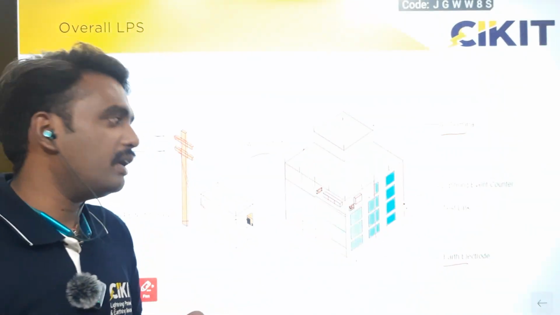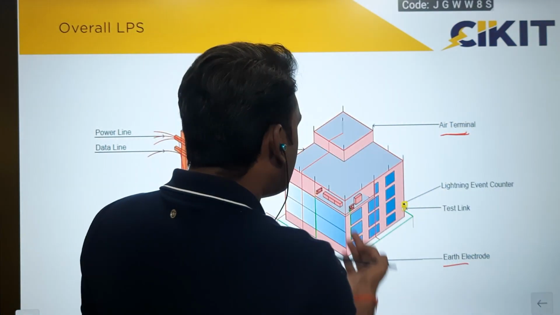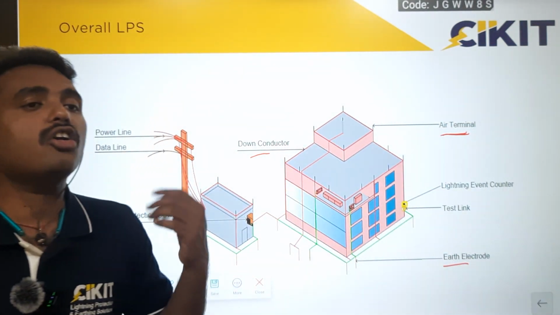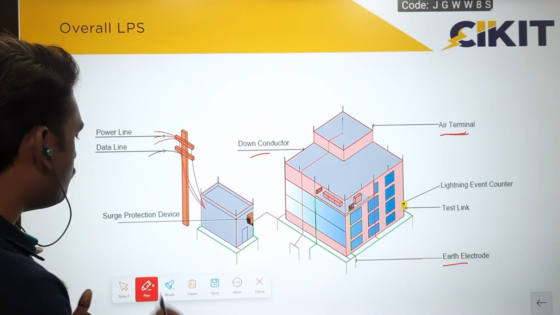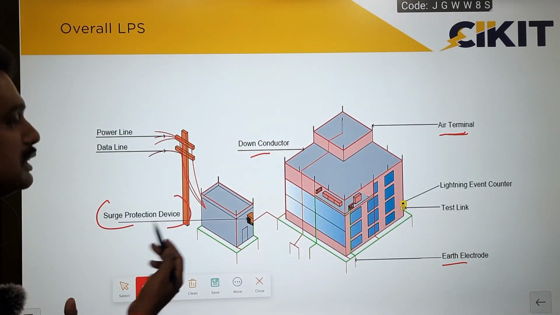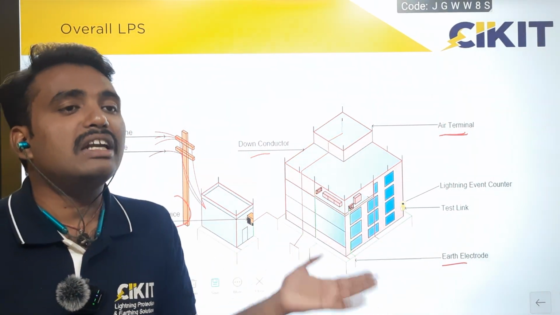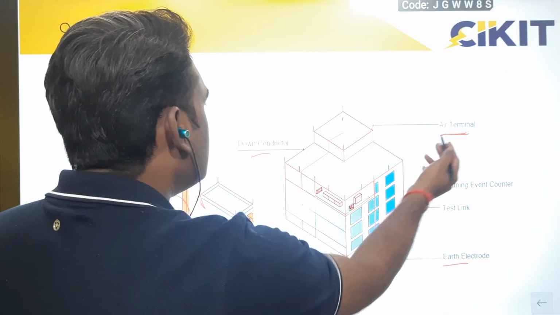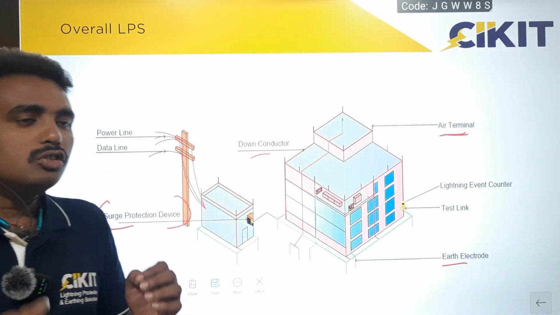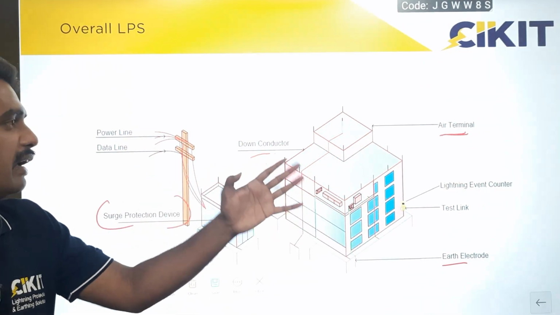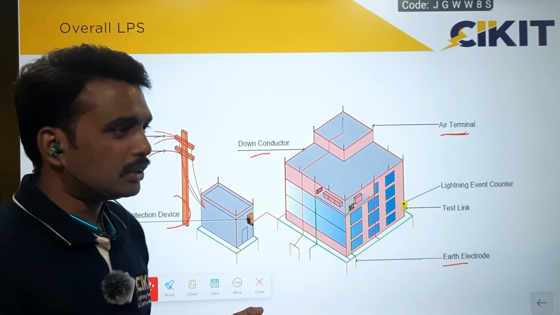But by providing only this external lightning protection system, the electrical equipment inside the building is not protected. So in order to protect the electrical and electronic equipment, we have to go for surge protection devices. The surge protection devices come under the internal lightning protection system, and the air termination, down conductor and earth electrodes are part of the external lightning protection system. The overall combination of external and internal lightning protection systems is considered the overall lightning protection system.